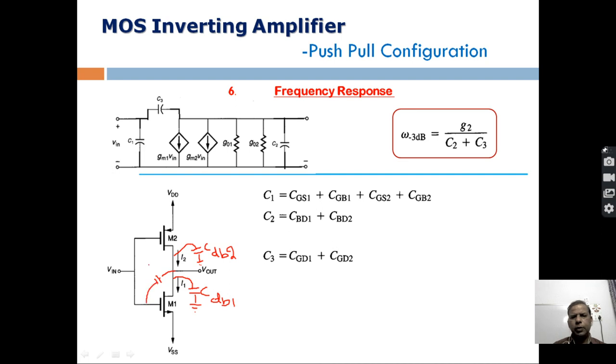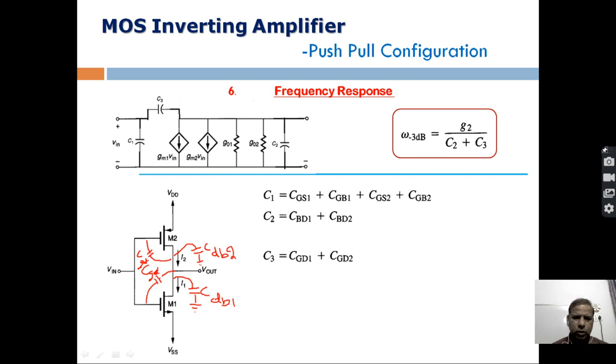and what is the name of that capacitive component? It is the gate-drain overlap capacitance, right? The same way we have a capacitive component here, the gate-drain overlap capacitance for this second device. So this is also like C_GD. There is not enough space here.